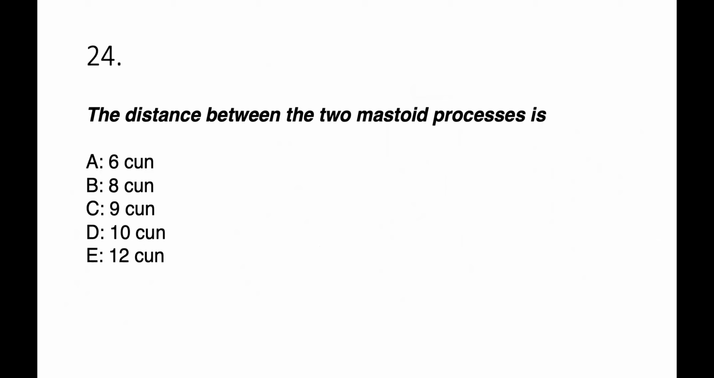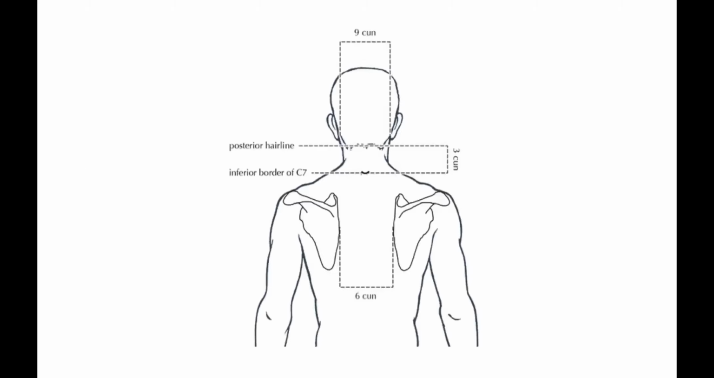The distance between the mastoid processes. Where is the mastoid process? The back of the ear. Yes, at the back, the back of the ear. How many tune is the distance between the two? 9 tune, po. Let's take a look. Do you get it? Yes. Do you see?